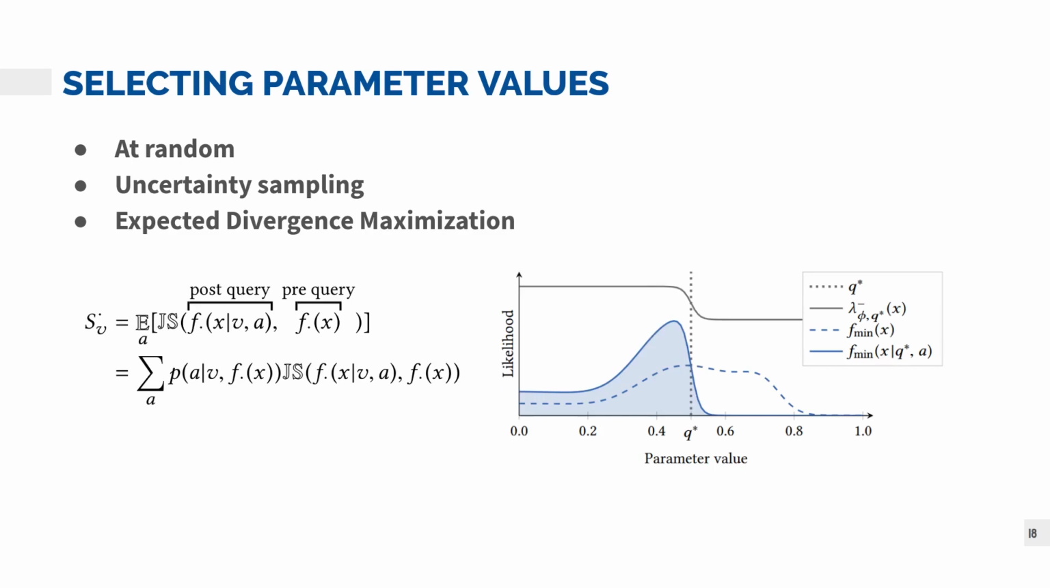The picture shows you the working principle behind expected divergence maximization. For each possible parameter value, we simulate the computation of the expected posterior and compute the expected distance between the posterior and the prior through the Jensen-Shannon divergence. The query value with the highest expected divergence is expected to bring the most information to the model, and it is therefore selected.